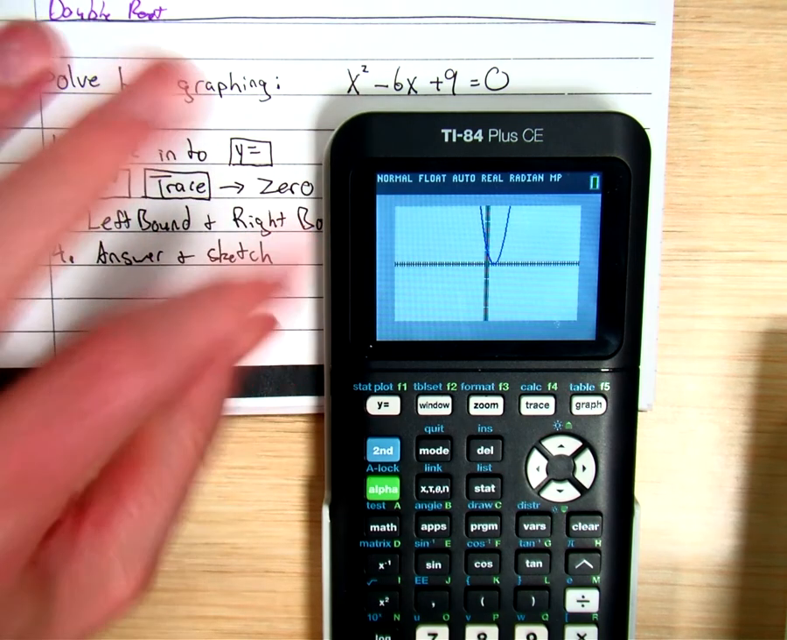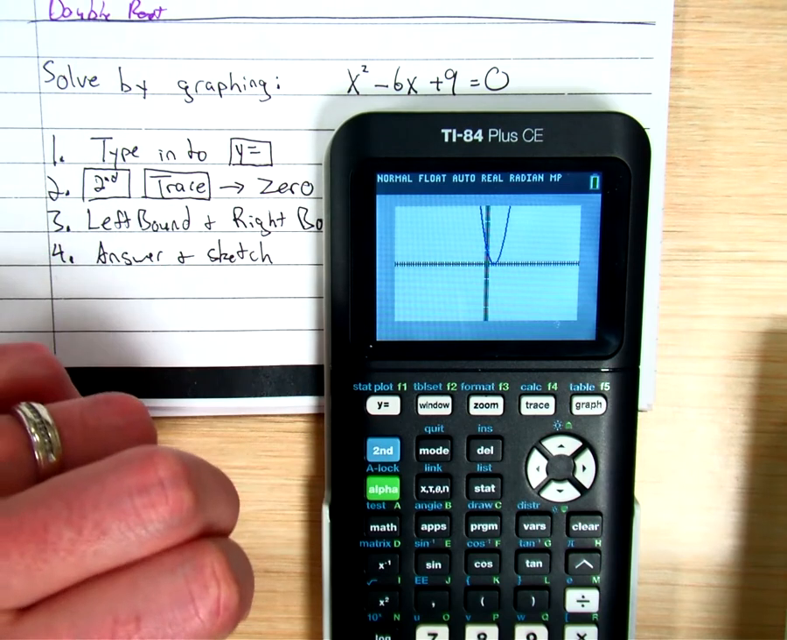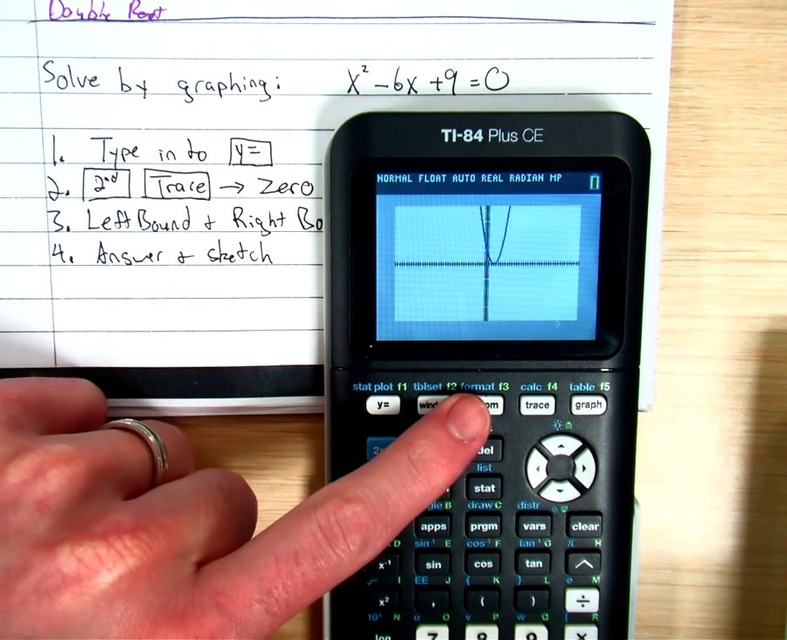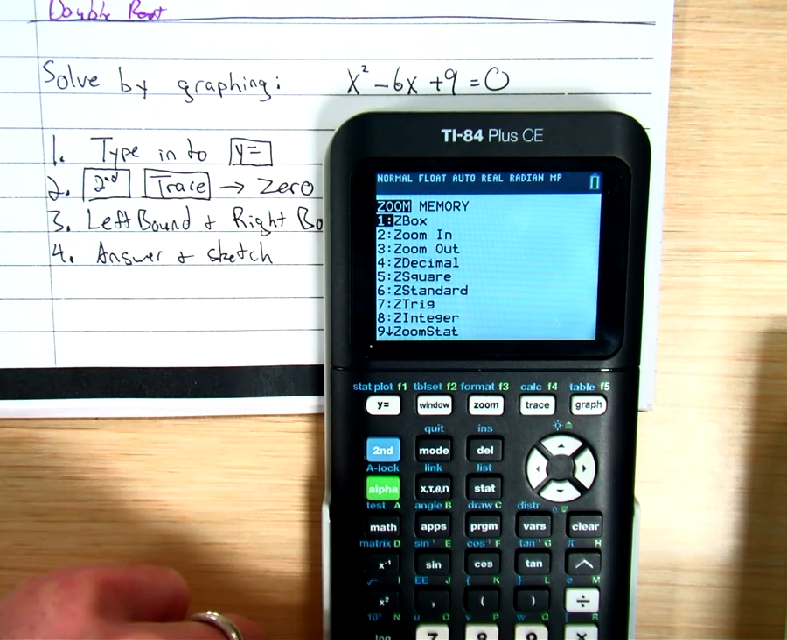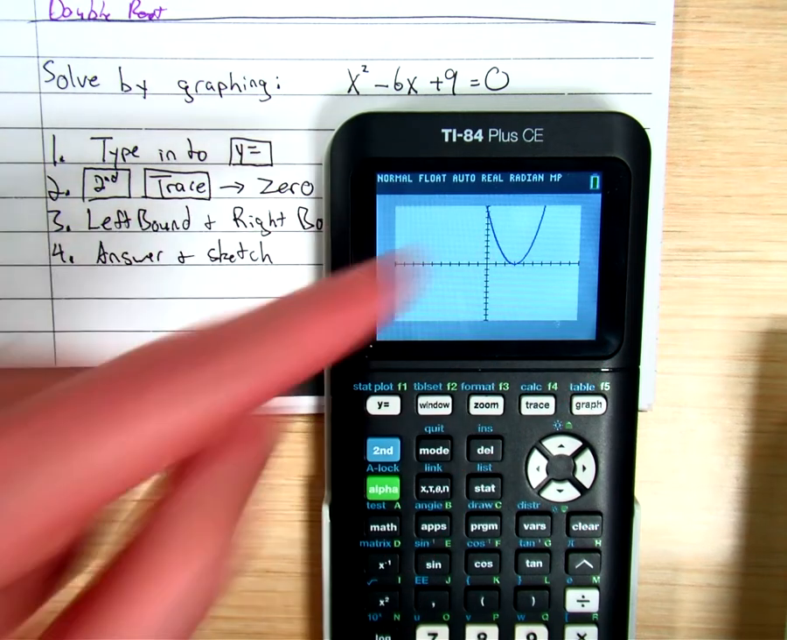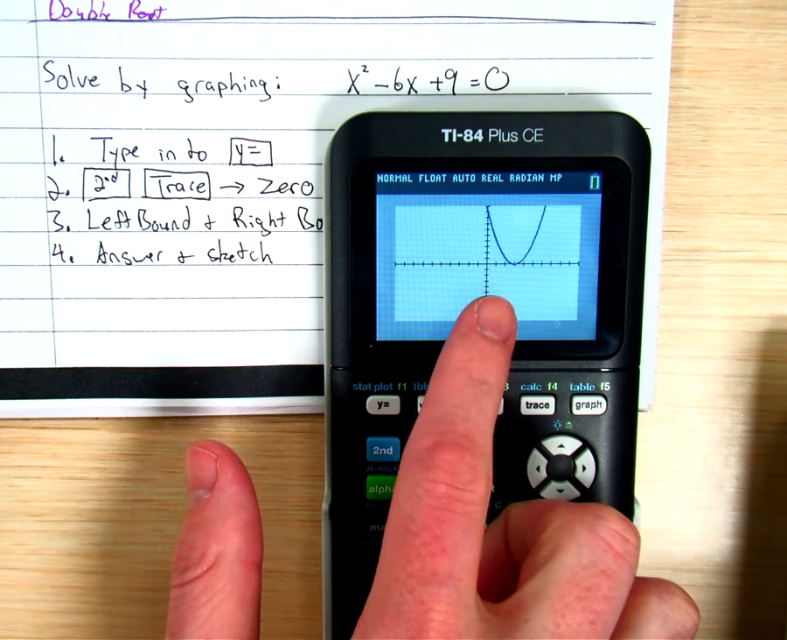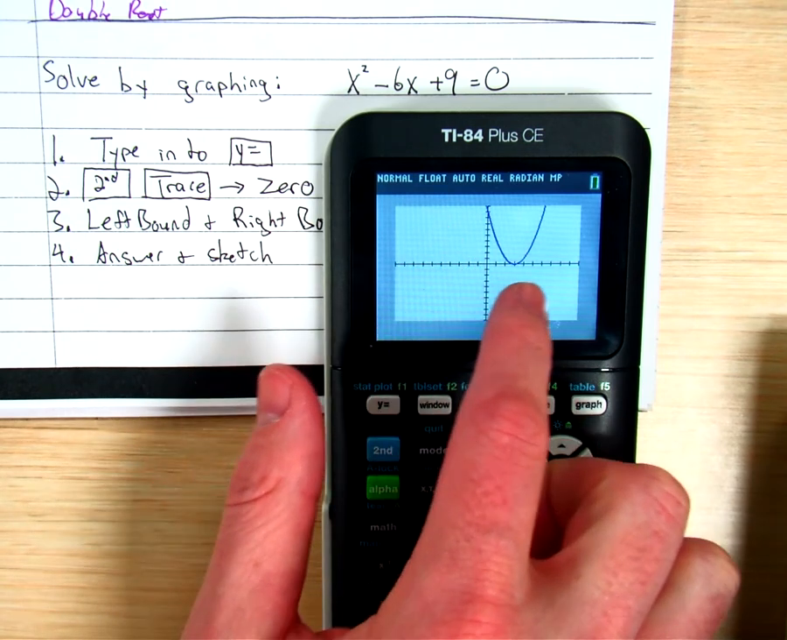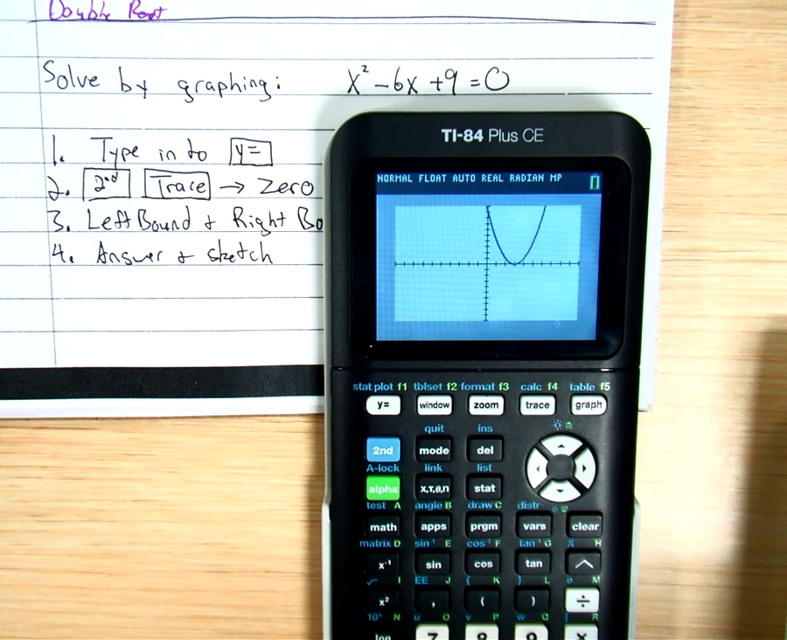If your graph isn't in the normal negative 10 to 10 window, you can push Zoom, Standard, Zoom 6. That gets us to our normal negative 10 to 10, negative 10 to 10. Now we're looking here, and we can visually see it looks like it touches at 3. The answer is going to be 3. It's one of those one-solution problems.